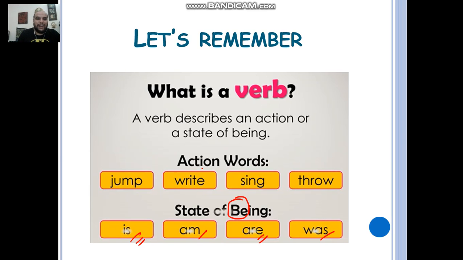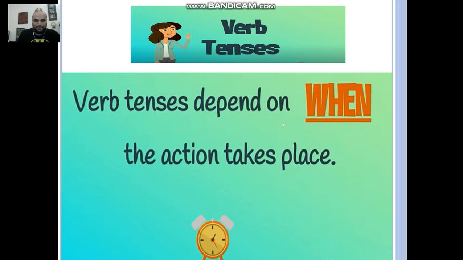The other verbs are action words, just like jump, write, sing, throw, eat. Okay, whenever you have an action, it's going to be a verb.